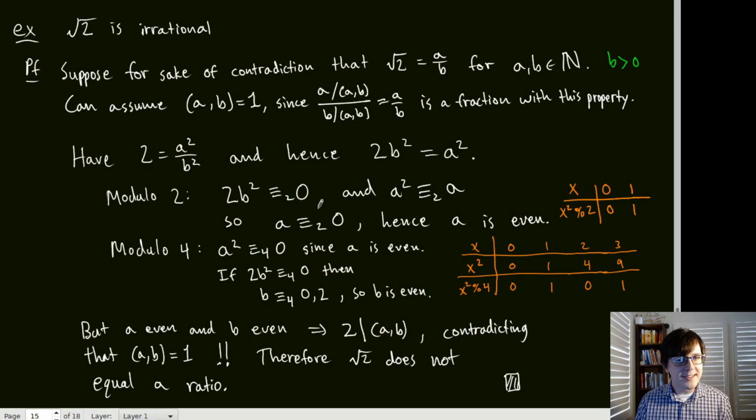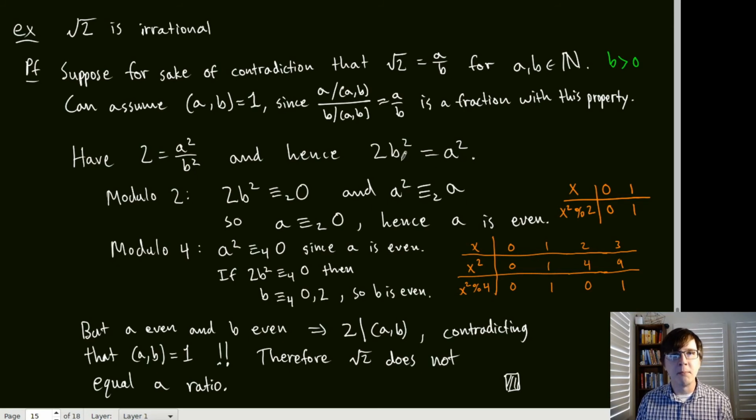We didn't need to do this mod 2, just to be clear. We could have said, well, 2 divides a squared. 2 is prime, so it has to divide a, because a squared is a times a, so 2 divides a. But this is a neat little use of modular arithmetic.